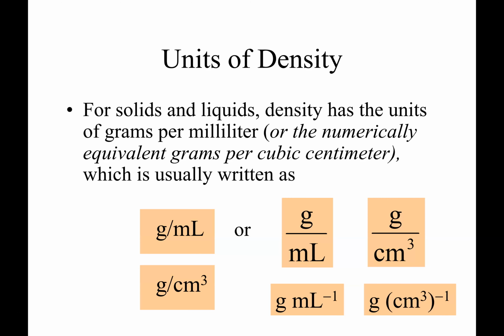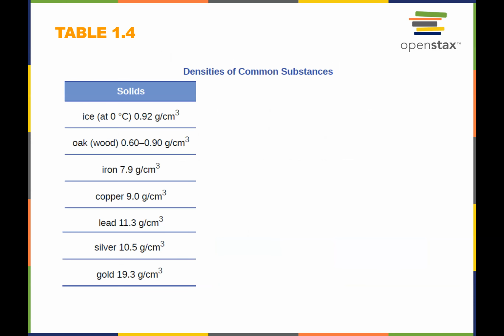Anything raised to the negative power is automatically in the denominator. So here we have grams times milliliters to the negative first. Puts milliliters in the denominator. Grams times centimeters cubed raised to the negative first. That puts the centimeter cubed in the denominator. So just kind of throwing that out there. You might see that in there.